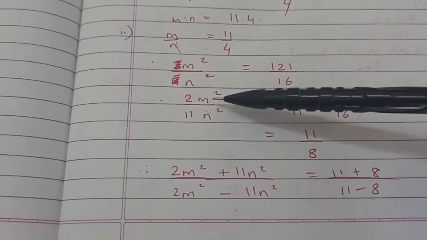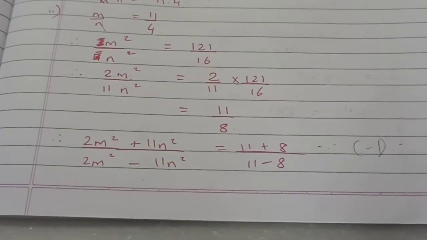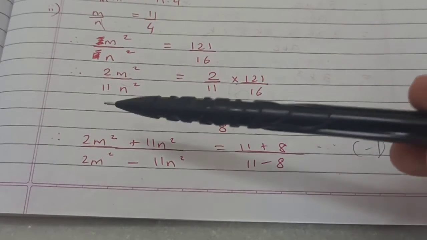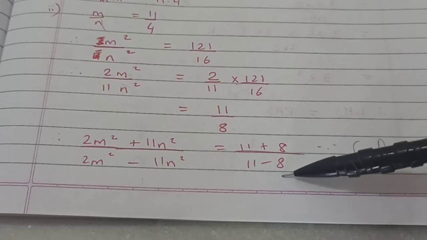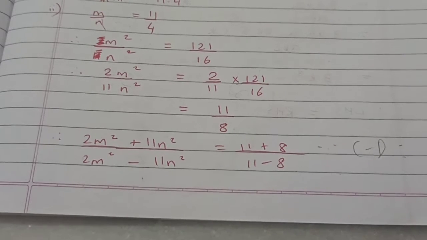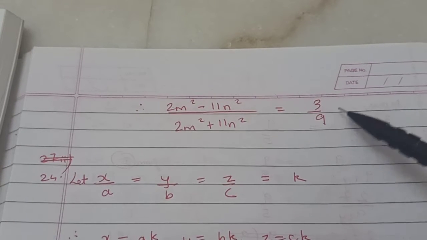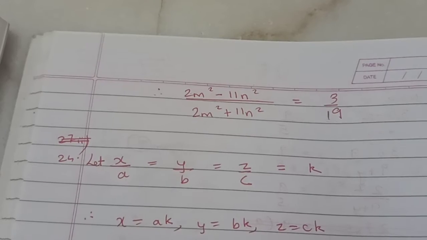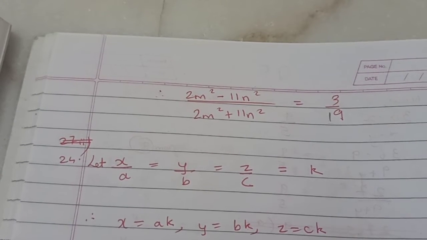So now we'll do componendo dividendo. Write it. So we get numerator plus denominator upon numerator minus denominator, and we get an answer. But we'll have to do invertendo as well. So reciprocal the ratios. That's why the answer is 3 upon 19.